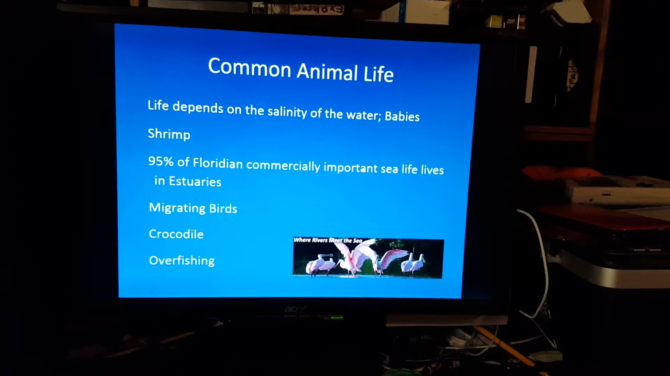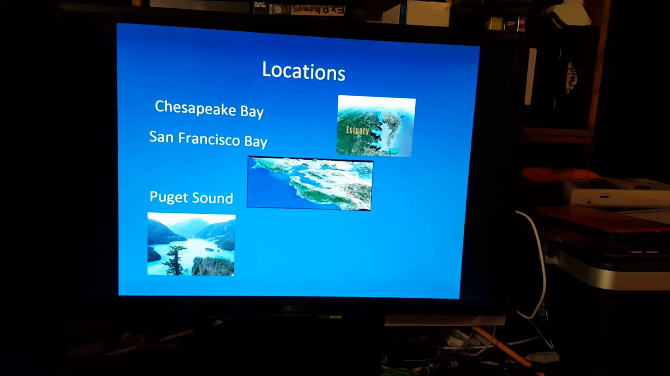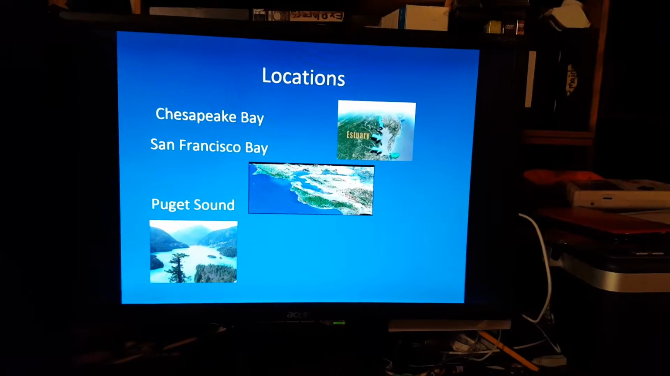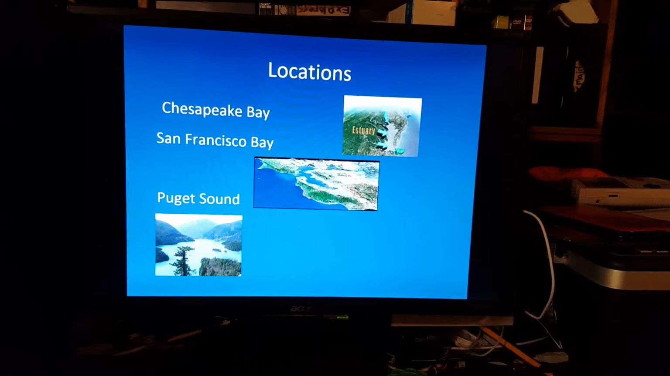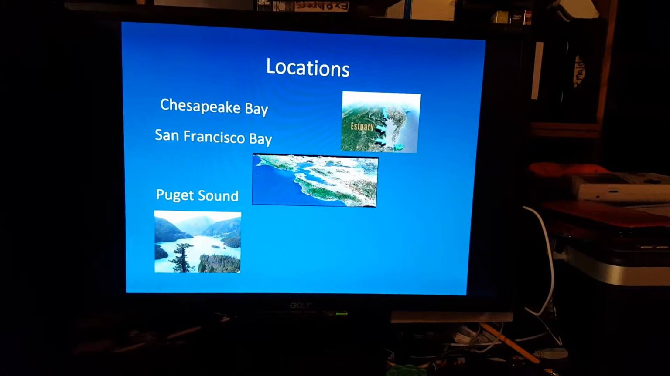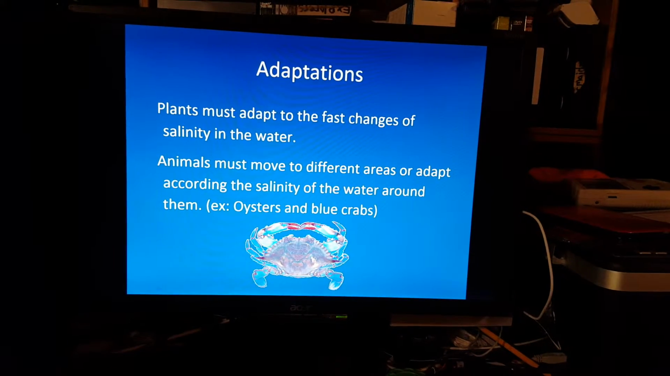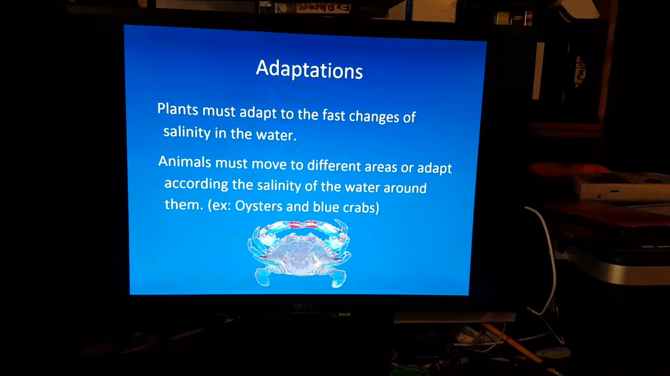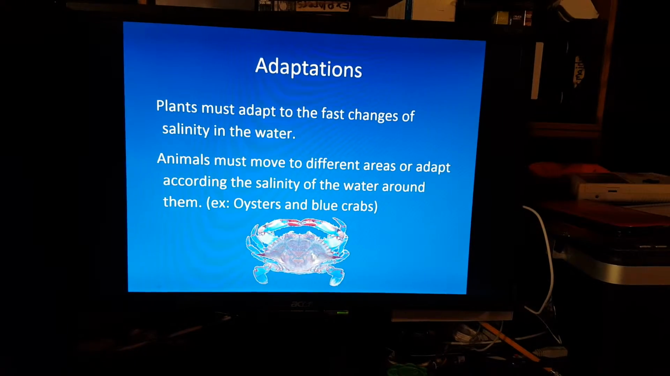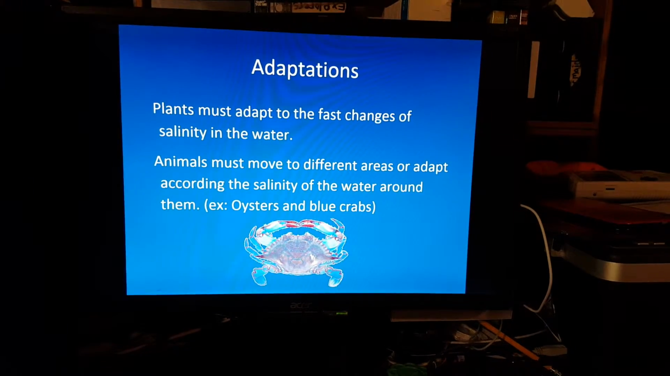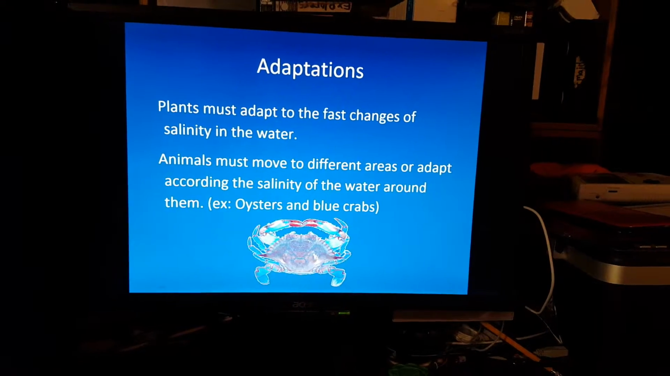Estuaries are found all throughout the world. Some well-known locations include the Chesapeake Bay, located in Virginia, San Francisco Bay, located in California, and Puget Sound, located in Scandinavia. Adaptations of estuary inhabitants revolve around the water's salinity. As previously discussed, no large animal could support itself with these drastic changes. Oysters and blue crabs are additional main inhabitants along with the others that we already talked about.